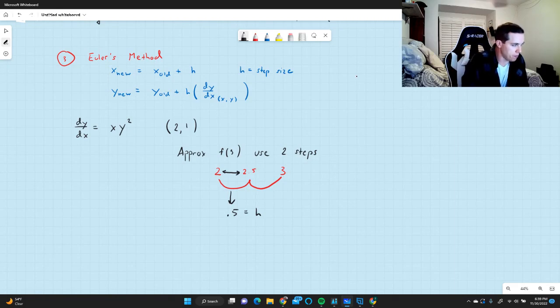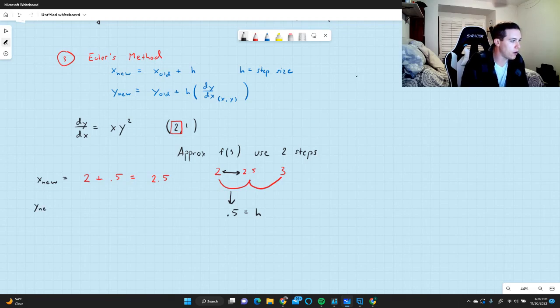So here we go. To get the new x coordinate, you use your old x coordinate, which is, what do I mean by old? I mean your initial, 2, plus your step size, which is 0.5. And nothing too exciting here. My new x coordinate is 2.5. Amazing. How about to get the new y coordinate, though?